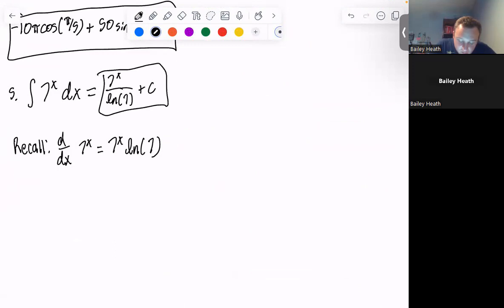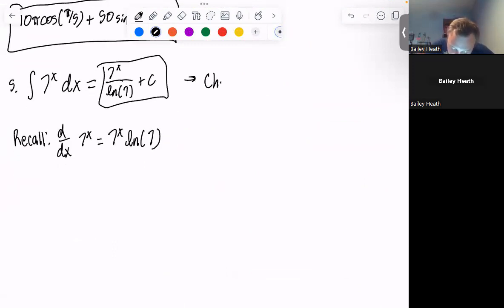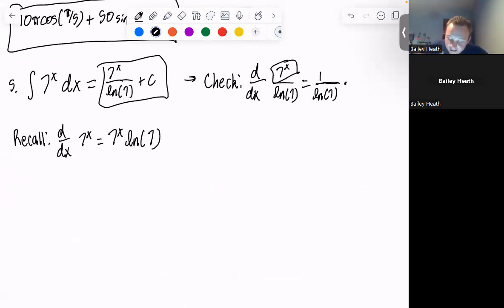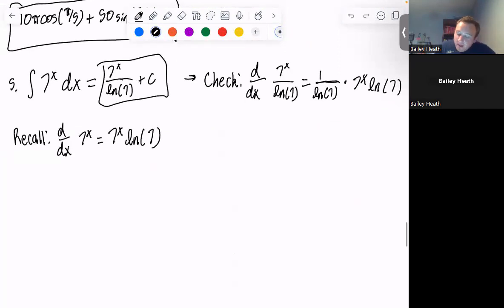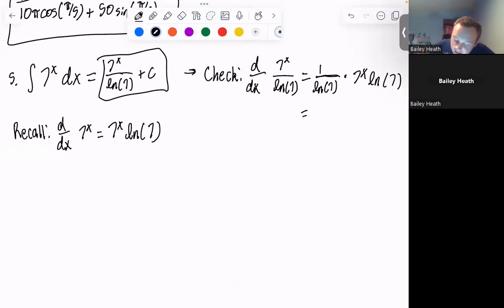So really, that's all we need for this one. And in fact, to check ourselves, if I take the derivative of this 7 to the x over ln of 7, well, we have this 1 over ln of 7 sitting out front as a constant. And then the derivative of 7 to the x is 7 to the x times ln of 7. And so why did we divide by this ln of 7 here? We divided by it because now when we take the derivative of this thing, it's going to cancel out with that ln of 7 that we just got and give us that 7 to the x.